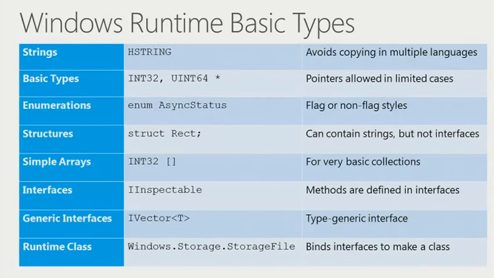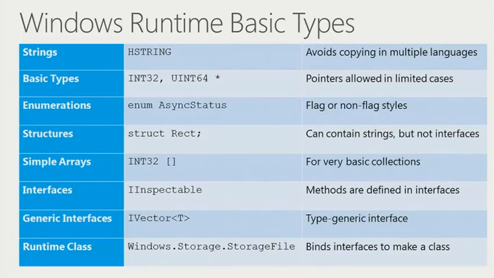Next, we have simple arrays, just for very simple collection types. We also have interfaces, which is very important, because WinRT is really an interface-based technology. Just like COM, for example, is an interface-based technology, WinRT builds on that to some extent and adds a lot more. But interfaces are a very powerful concept in WinRT.